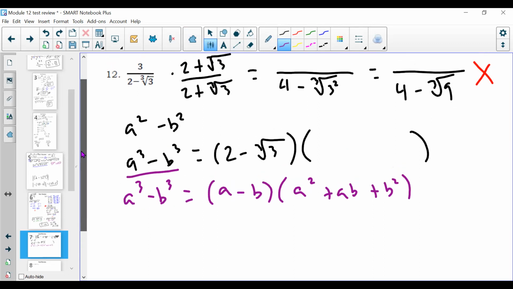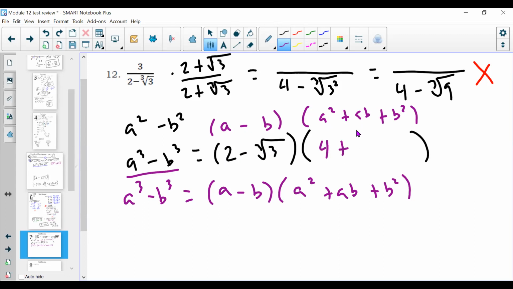All right. So what this tells me is that if this 2 minus root 3 is in the form of a minus b, I can multiply it in the form a squared plus ab plus b squared, and that'll get rid of that cubic on the bottom. In this case, a squared is 4, plus ab will be 2 times root 3, so 2 cube root of 3, and b squared is the cube root of 9. So this right here is what I'm going to multiply top and bottom with this problem to get rid of that cubic on the bottom.